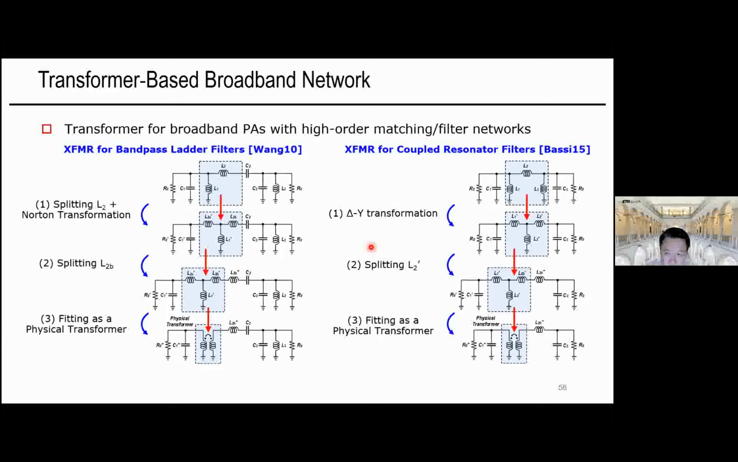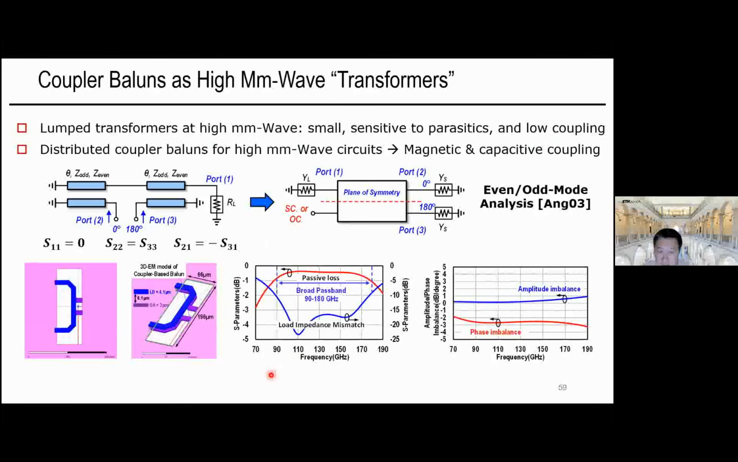The one on the left uses a transformer network to realize bandpass ladder-based filters, while the one on the right essentially uses transformers to realize coupled resonator filter architectures. We don't have time to go through all the design details here, but I'm showing all the network transformation steps just for your reference. The important thing is that both networks, the one on the left and the one on the right, can realize impedance transformation over a very wide bandwidth, because their network prototypes are wideband, and therefore they are very useful for broadband PAs. Both examples can also be cascaded to achieve high order networks to further extend the bandwidth.